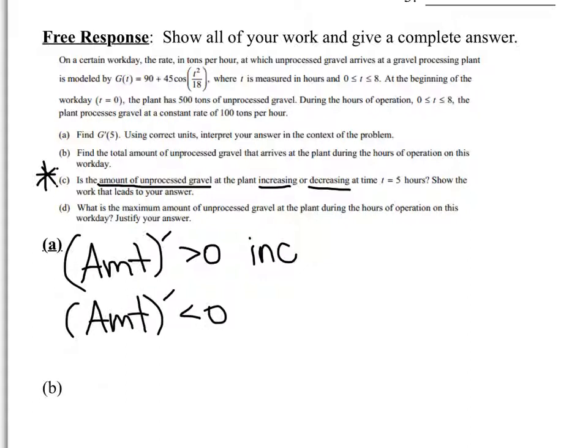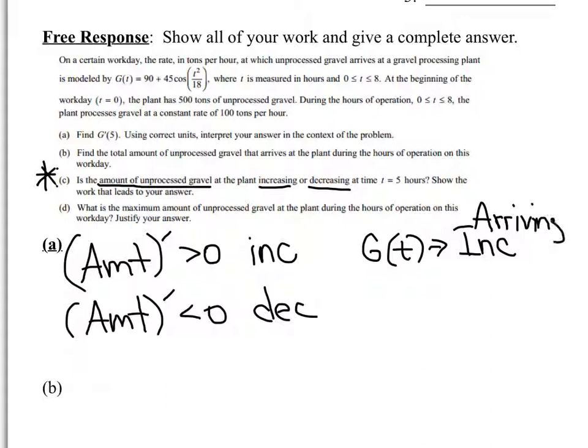then it is decreasing. So for this problem then, how do we know what the rate of change is for the amount of unprocessed gravel? Well, we're told that G of t is the amount of gravel, the tons per hour arriving, okay? So this is, my gravel is increasing. It's arriving at the plant. Well, then I'm going to process some gravel, and we're told it's 100 tons per hour, right?